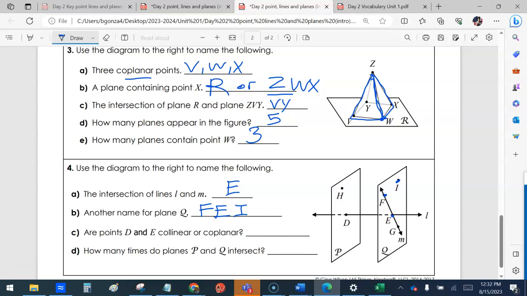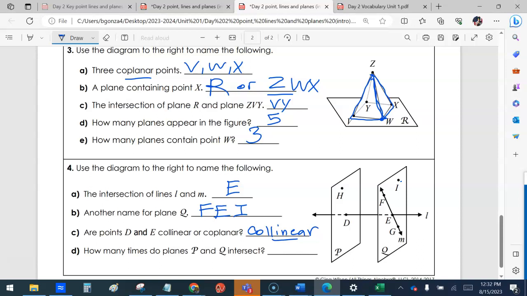Now, are D and E collinear or coplanar? So you tell me, are D and E on a flat surface or on a line? What do y'all think? Is D and E on the same line or plane? Line, right? D and E have a line connecting them, even though D and E could be written on the same plane. The picture shows they're on the same line. They're collinear, right?